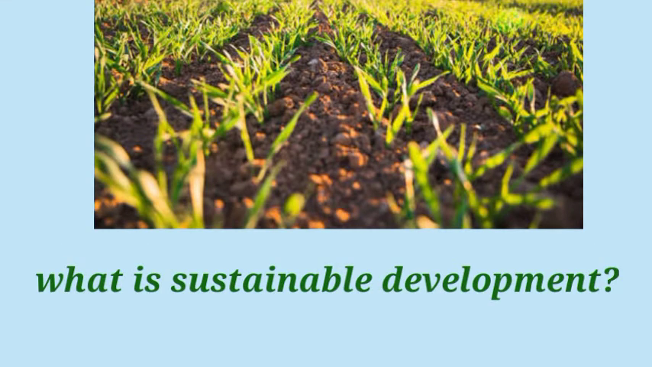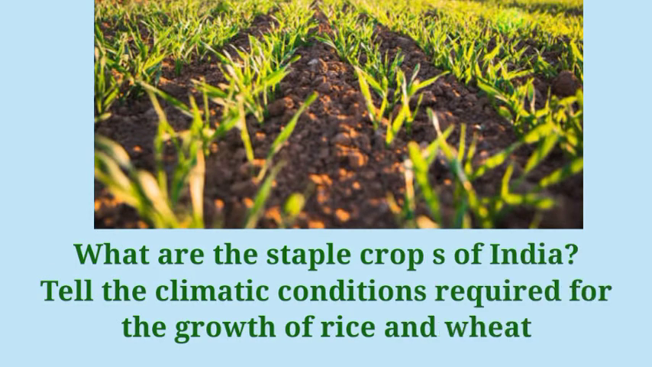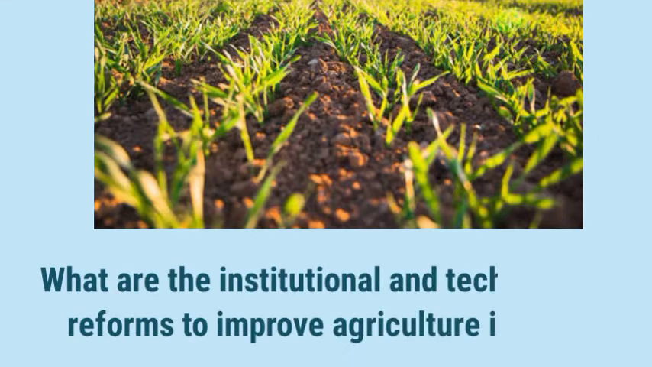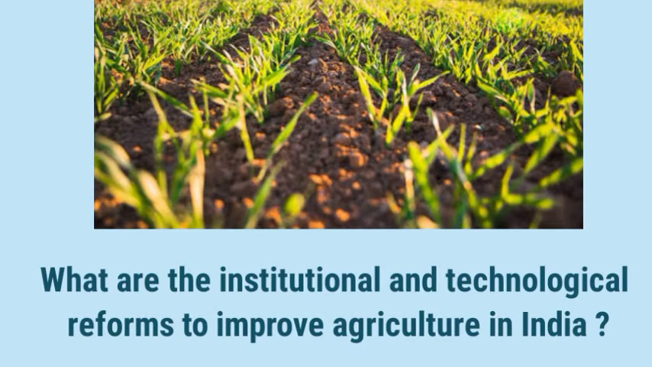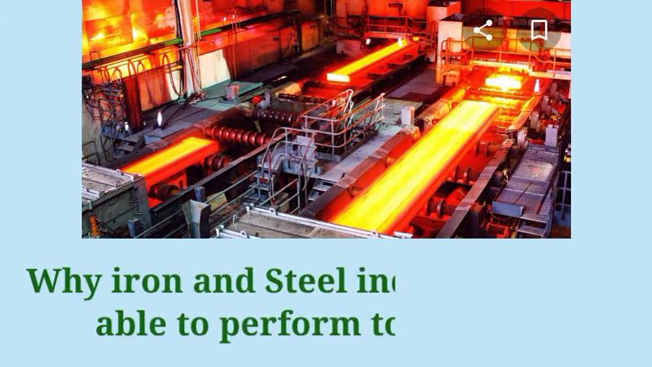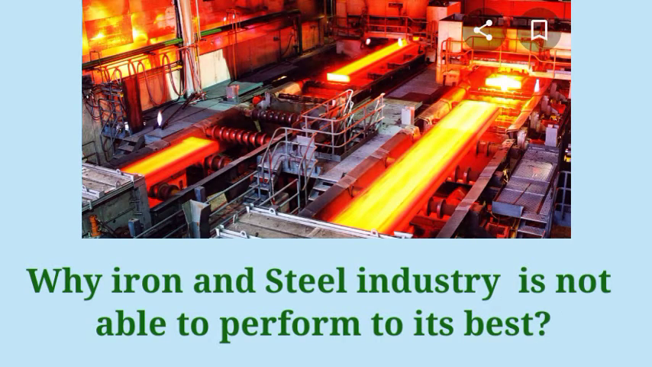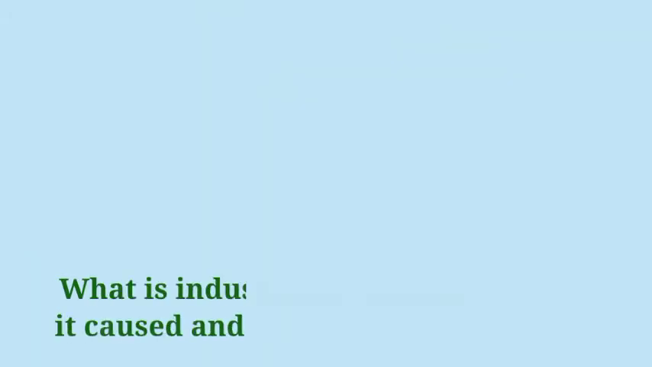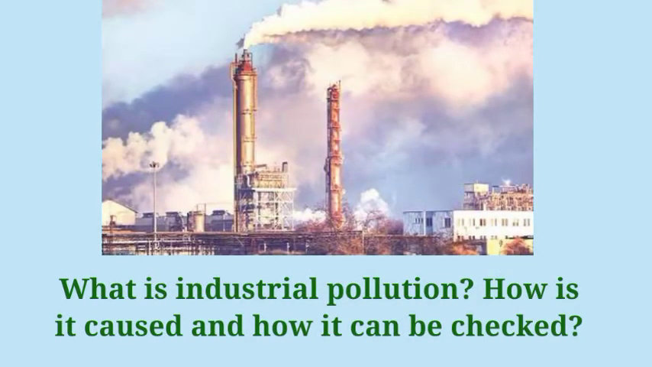Then from the agriculture chapter, what are the staple crops of India and tell the climatic conditions for the growth of rice and wheat. The next important question from agriculture is, what are the technological and institutional reforms to improve agriculture production in India and why iron and steel industry is not able to perform to its best. This is from manufacturing industries chapter. Then from manufacturing industries chapter, what is industrial pollution and how it can be checked.